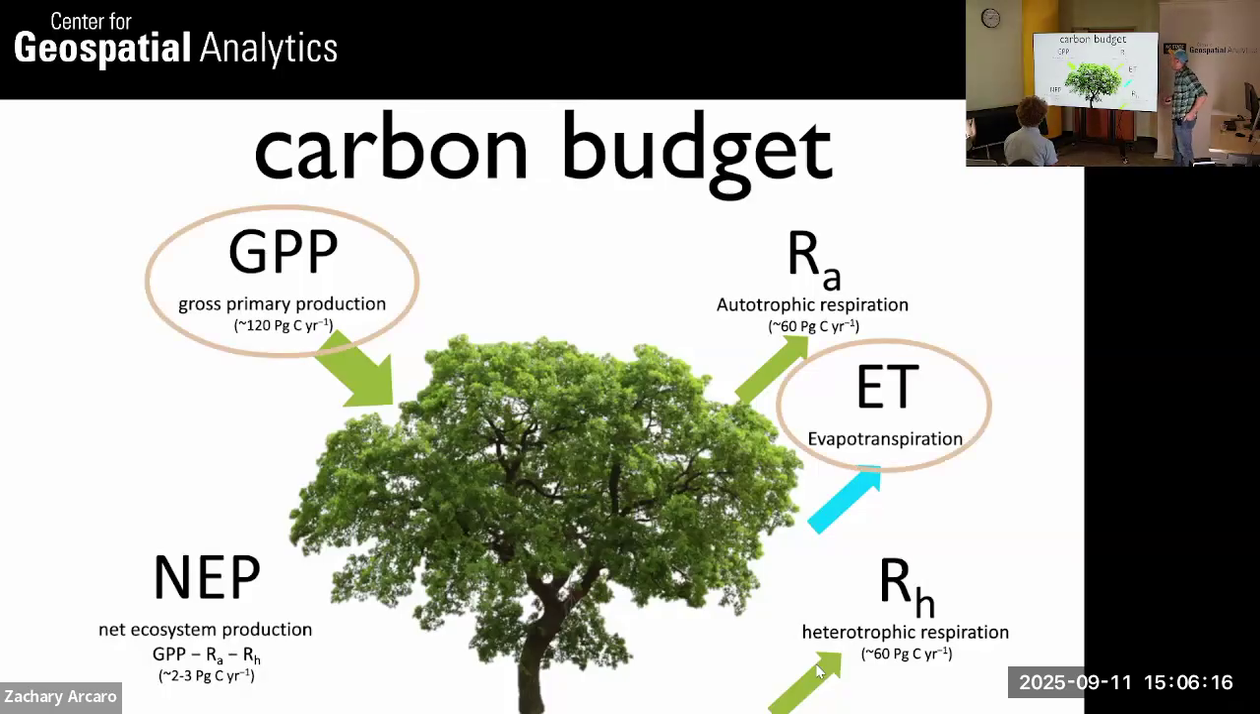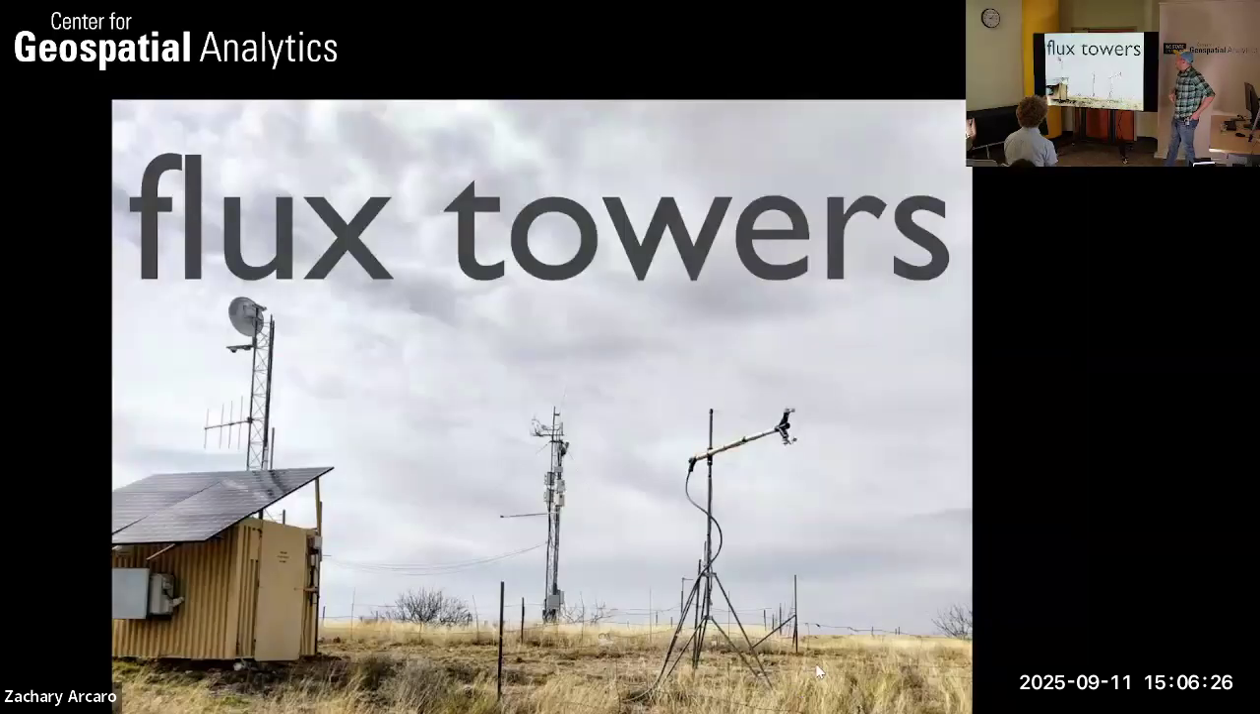So mostly what I'm going to focus on today are these two, gross primary production and evapotranspiration, and specifically how we can estimate them at global scales using remote sensing. The way that we measure them on the ground, though, is usually using something called an eddy covariance flux tower, shown right here. This is not a flux tower. This is something different that I'll actually talk about a little bit later.